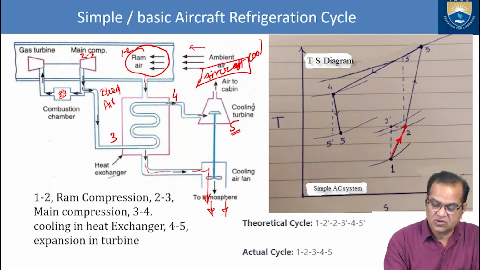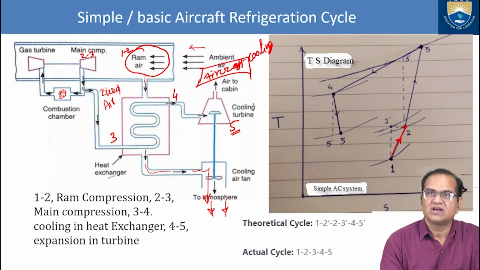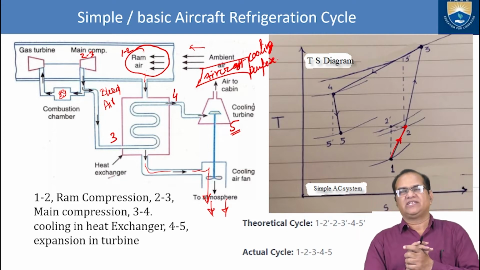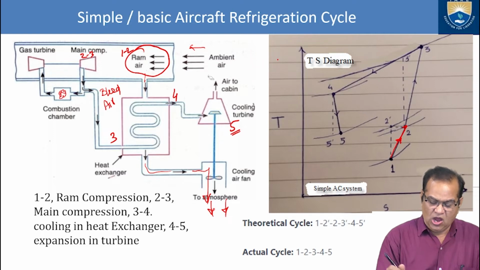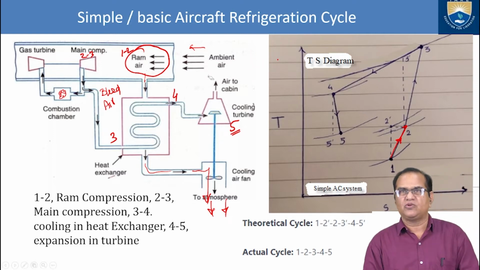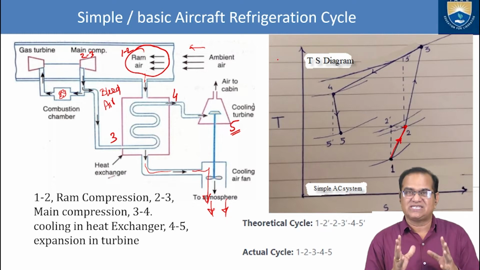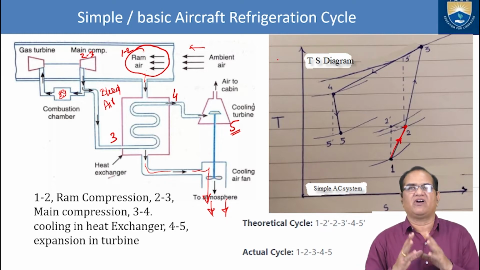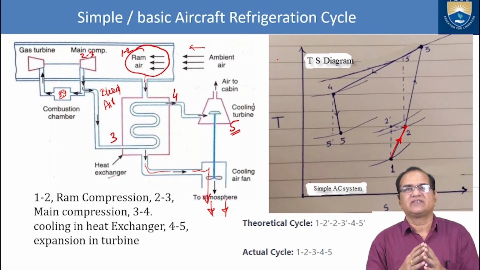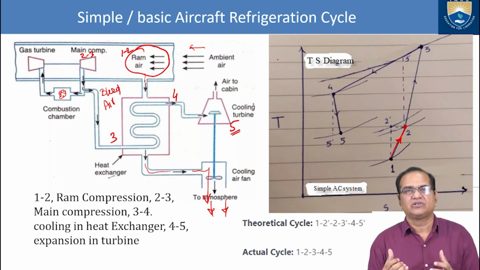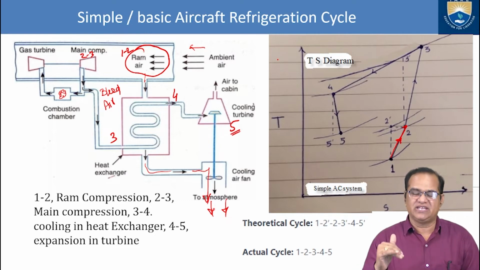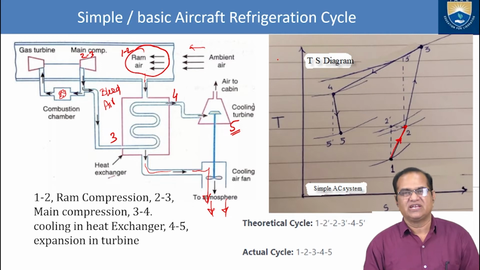From here it goes to the aircraft cooling purpose. Okay, so it is a very good system which I have shown you here, and I hope this is quite simple. So here 1, 2 is the ram pressure. This is happening due to the ramming effect of the inlet. Some part of this ram air is taken out. This is still cool. This cool air is entering into the heat exchanger.